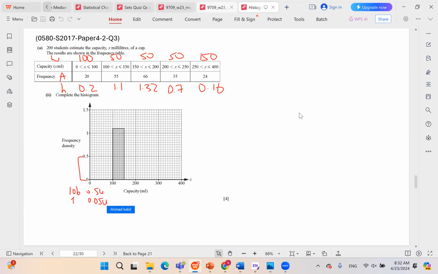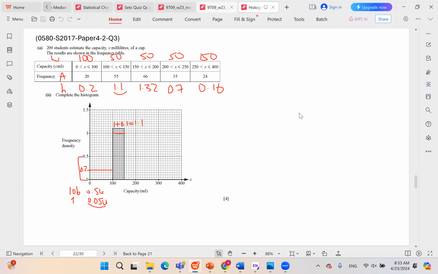So for the height of the 100 to 150 bar, we are 2 units above the 1. So it's 1 plus 2 times 0.05, which is 0.1. So this gives us 1.1, and this is matching with our version. So all the other numbers should match as well. So for the first one, we have from 0 to 100, a height of 0.2. So 0.2 will be 4 boxes up because each box is 0.05. So this is the 0.2 here. And we can create our first block.